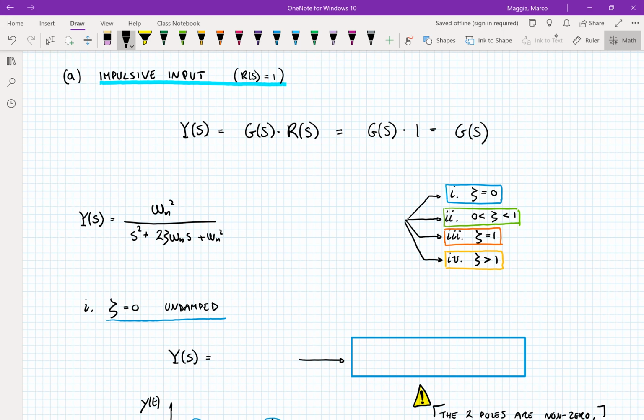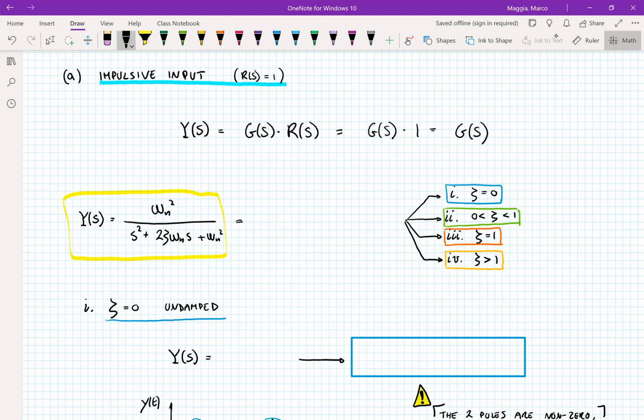How do we proceed in order to find the output? Well, if we want to work in the S domain, that's it. That's the output. But of course, we want to visualize the function in the time domain. So we have to go back and remember the things that we need to do. We have to factorize the denominator, perform the partial fraction expansion, and finally perform the inverse Laplace transform in order to get back to the time domain. So we have to do exactly this.